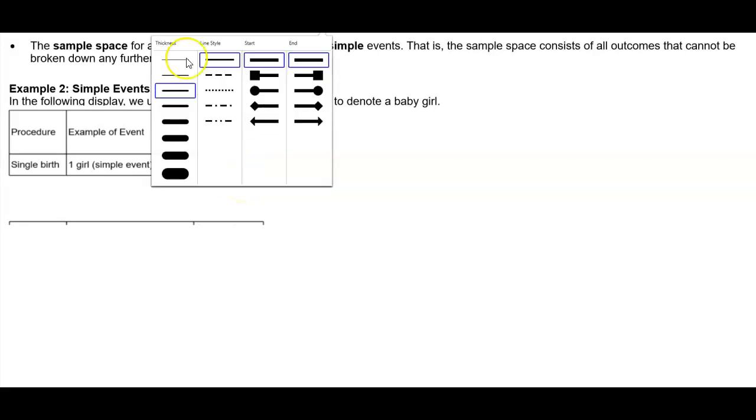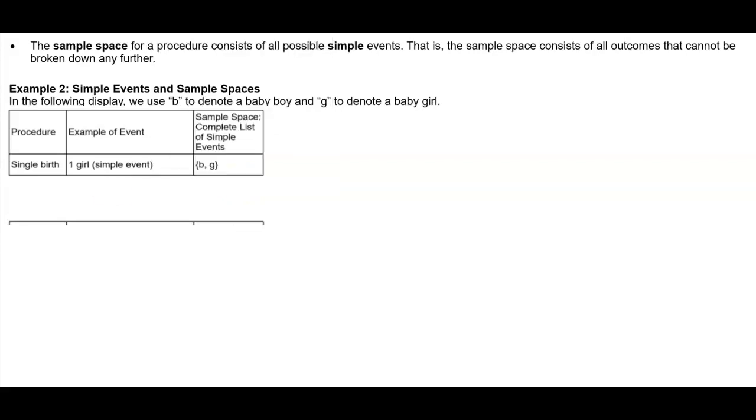So let's go ahead and take a look at that. If we created a diagram like this, it represents a single birth. You either have a boy or a girl. And again, that tells us the sample space would be boy and then girl. So if we wanted an example of an event, one girl would be a simple event, or one boy would be a simple event. But the sample space for a single birth is either a boy or a girl.